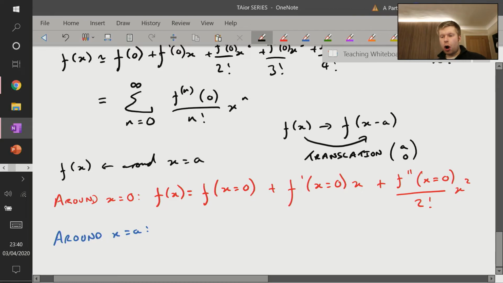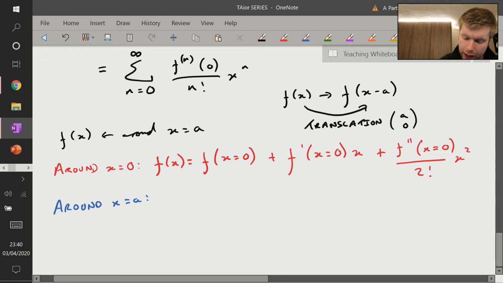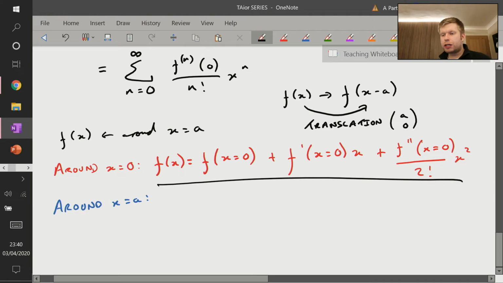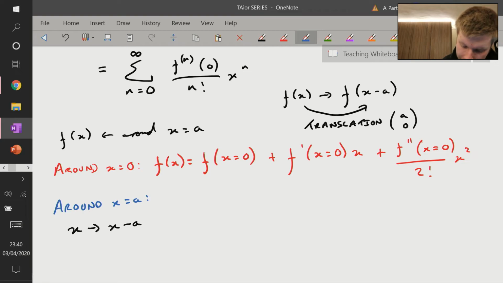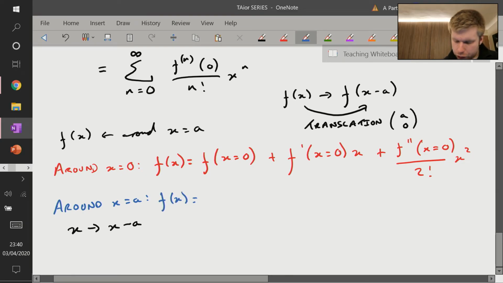So if it's negative a, it must be a translation of positive a to the right. All I need to do is replace x with x minus a in the function which I had before. If this is the approximation function around x equals 0, all I need to do is change x to x minus a, and that will then be the approximation of my function around the point x equals a, which is what I'm after. So here we go: f of x is going to be equal to f of, well, I'm going to change this x here to x minus a, so it's going to be x minus a equals 0.